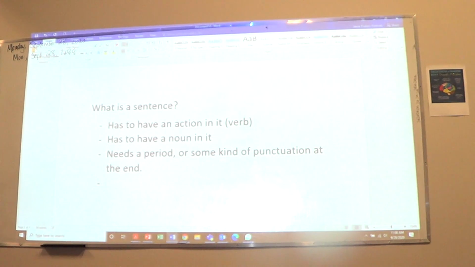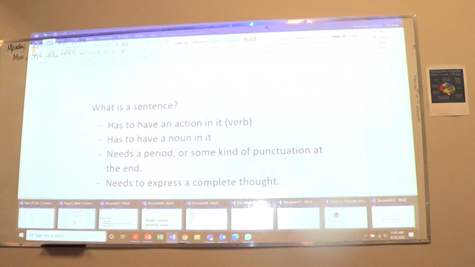I'm going to add a really important one. It needs to express a complete thought. Yes, we cannot put that punctuation down until we've answered the who, what, when, where, why of the question. Okay? So we are going to do just a mini look at how it works.